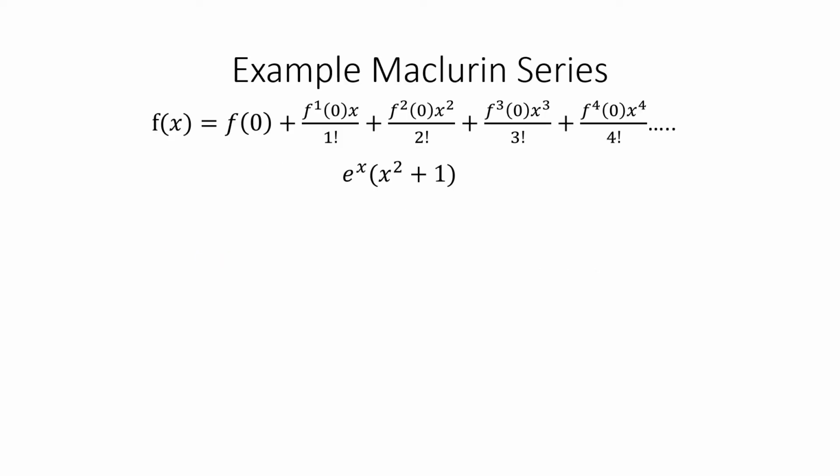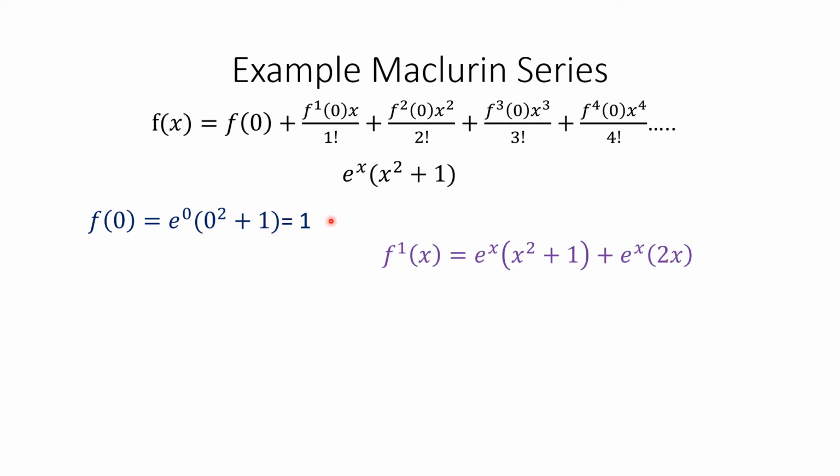So now let's actually do an example Maclaurin series, or really a Taylor series at 0, to kind of wrap our heads around building these things. So we're building an infinite polynomial to map the function e to the x times x squared plus 1. So our first step, f of 0. If we just plug it in, we can see that we get 1. Now we need to take the first derivative and evaluate that at 0.